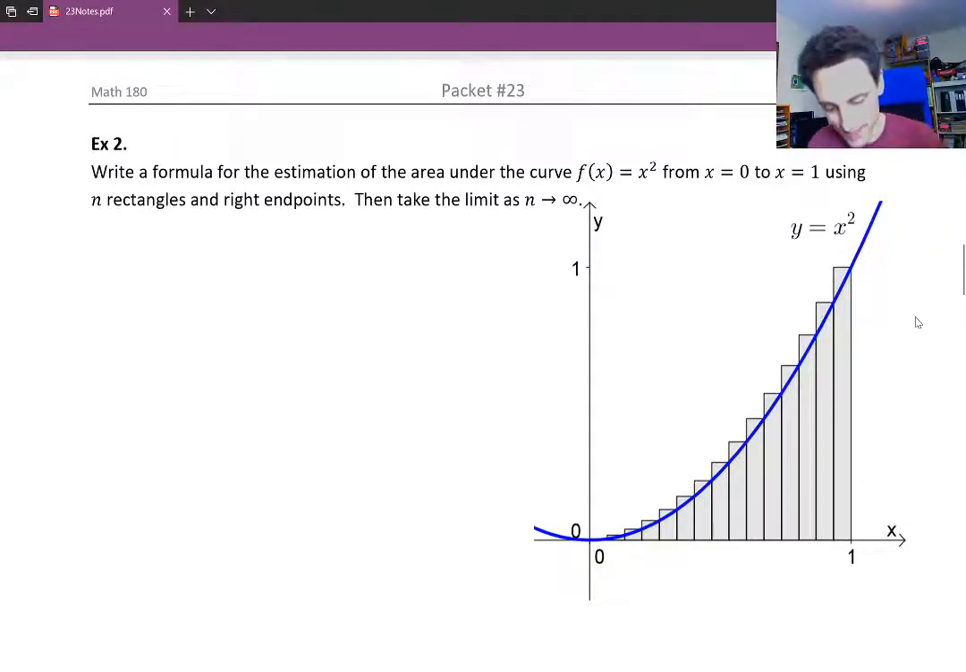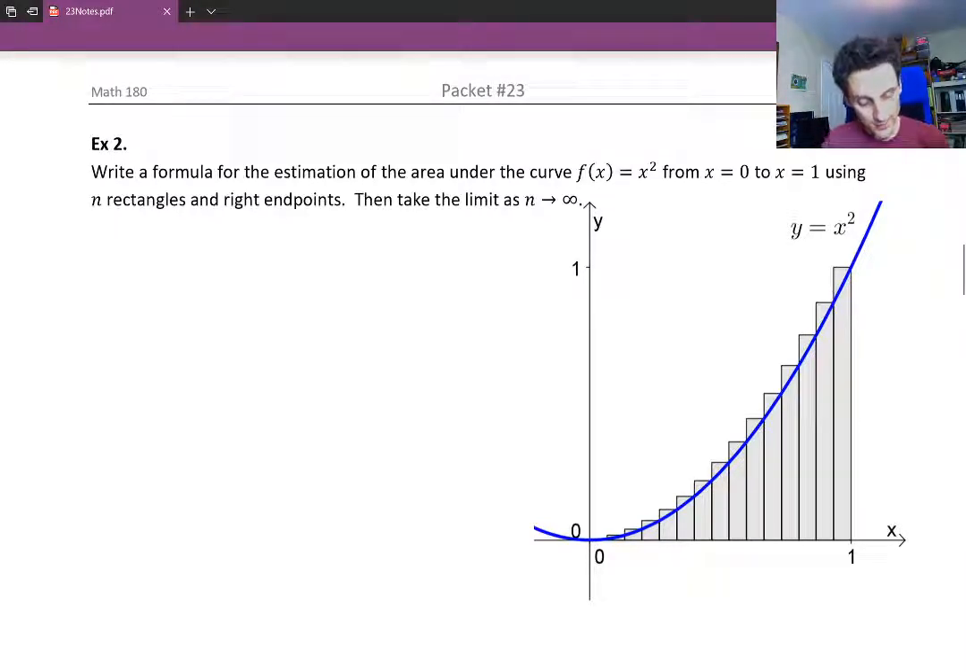So example 2 says, let's write a formula for the estimation of the area under the curve x squared from x equals 0 to x equals 1 using n rectangles, and here we're going to be using the right endpoints. You might recall that you could either use the maximum function value or the minimum function value or possibly midpoints, or you have the option of using left endpoints, which is like the left x value of your subintervals, or the right endpoints, which are the right x values of each subinterval. And so here we're using right endpoints.